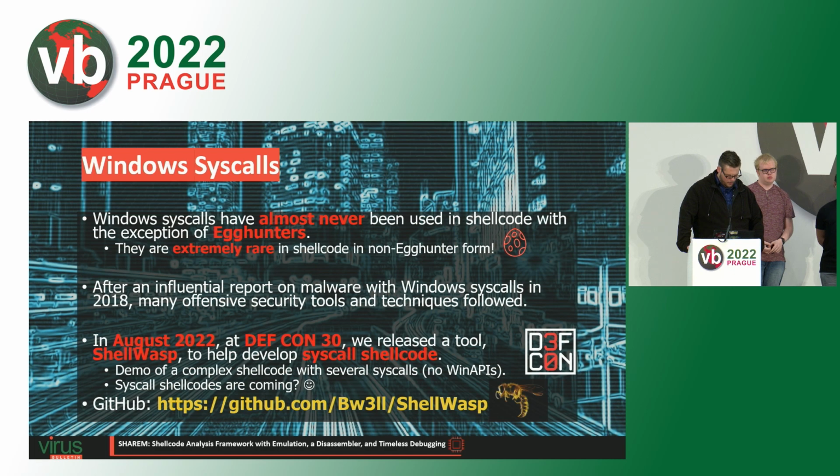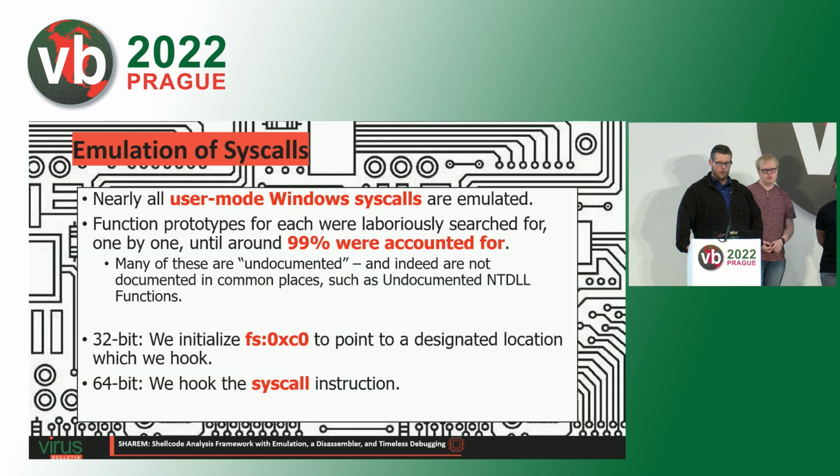So we do anticipate that while syscall shellcodes are not popular now, that may be something that may increase in frequency in the future. And when that does happen, SHAREM will be ready for it because we support virtually all user mode Windows syscalls. As part of that process, I had to track down the function prototypes for all user mode Windows syscalls. I got about 200 or so from undocumented NTDLL functions, some from MSDN, but more than half of them was just me searching for function prototypes whenever or wherever I could find them.